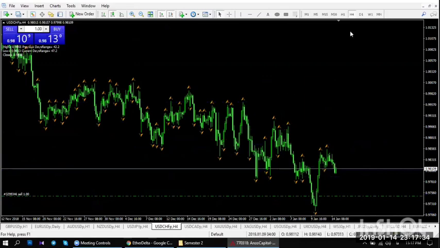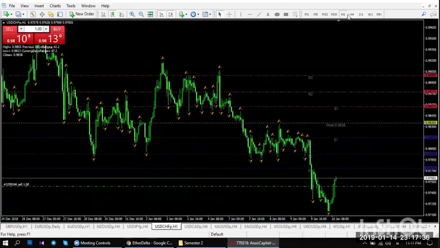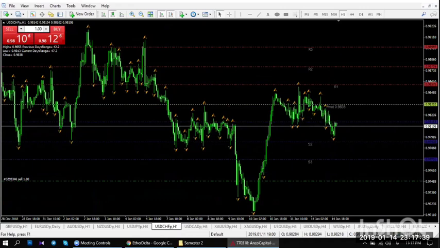You see, this is today's market. It has started from around here. So we've had a downtrend. It has broken the S1 pivot, right? And it has reached the S2 pivot.